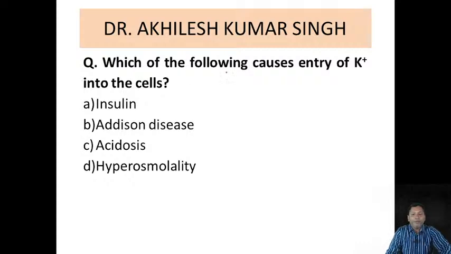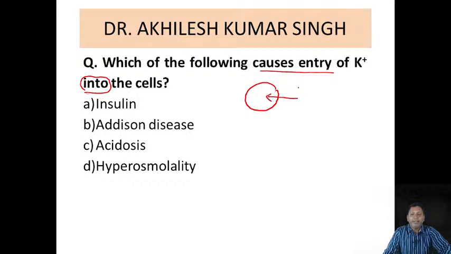So which of the following causes entry of potassium into the cell? Potassium will move from outside to inside. Outside is called the ECF, and inside is called the ICF. So potassium is moving from outside to inside.